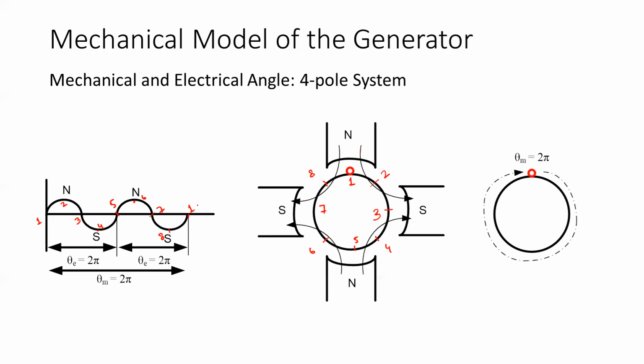So how many degrees did your rotor complete after one complete revolution? 4 pi. Right. 4 pi.